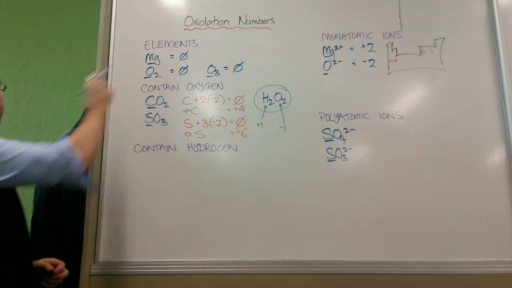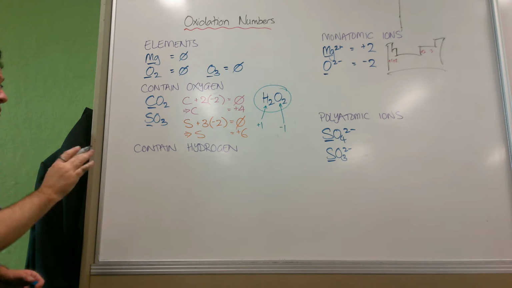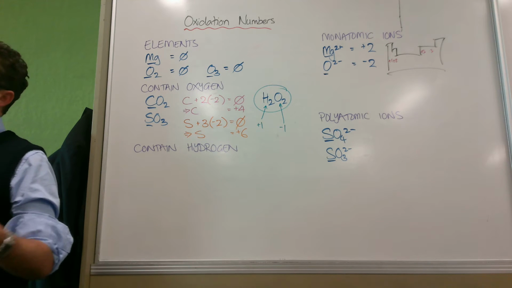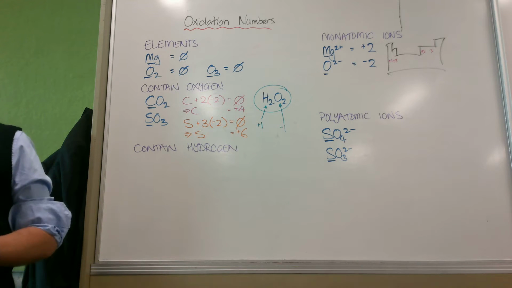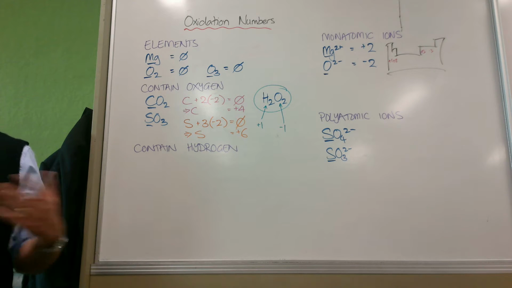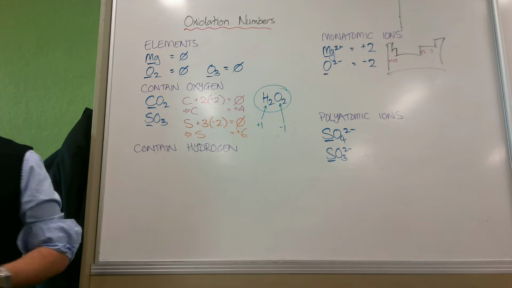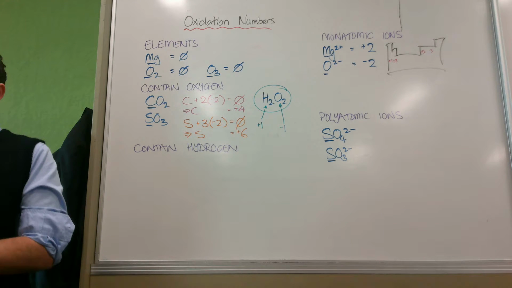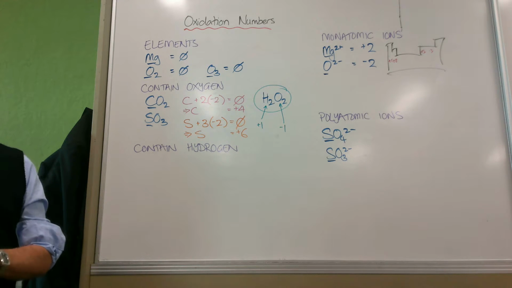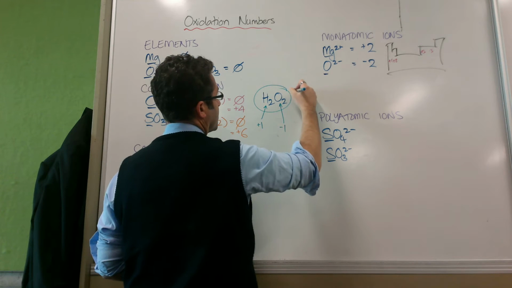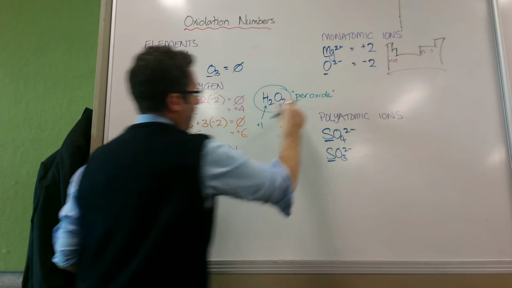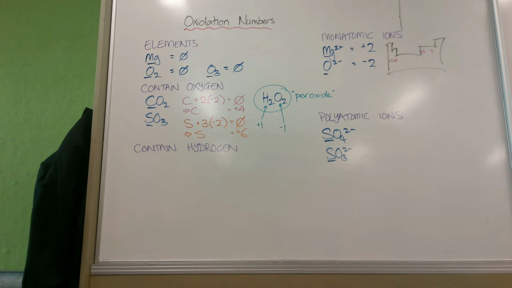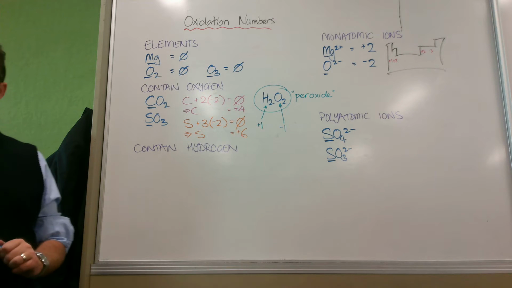It is the only time they're not -2, or, of course, 0 if they're the element. It's an exception you have to know off by heart. There are other peroxides, and that's also -1, but this is the only one you will meet this year, so it's the only one I want to throw at you. So it's called a peroxide, and that per is the important bit. It tells us that it's -1 instead of -2 for the oxygen.